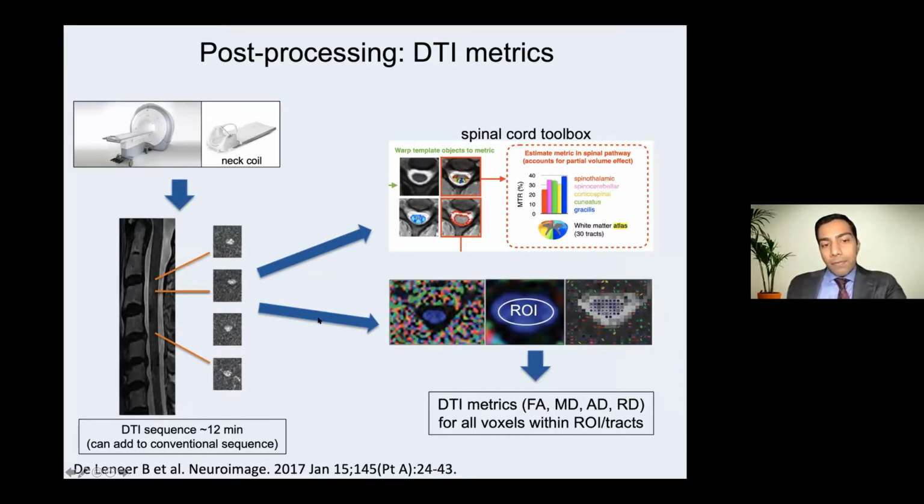Most of the work is done after the scan is obtained, so post-processing. So there are a variety of software packages available, and these will process the image and they will spit out the DTI metrics. What you can do is you can draw a region of interest around the spinal cord, and that region of interest will capture all the voxels within the spinal cord, and you get the metrics. Recently, a new software package came out, the Spinal Cord Toolbox, and this is able to co-register a template to the spinal cord, and you are able to actually get DTI metrics for the individual white matter tracts. So different ways to process these images, but they're fairly easy to obtain once they're programmed into the scanner.